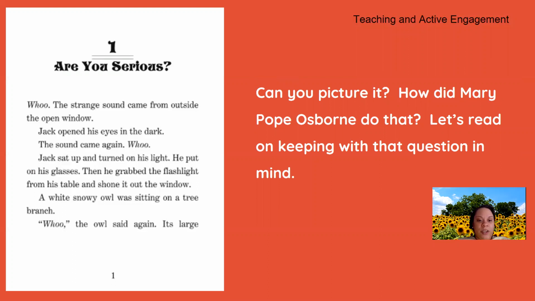Whoo! A strange sound came from outside the open window. Jack opened his eyes in the dark. The sound came again. Whew. Jack sat up and turned on his light. He put on his glasses and he grabbed the flashlight from the table and shone it out the window. A white snowy owl was sitting on a tree branch. Whoo! The owl said again.